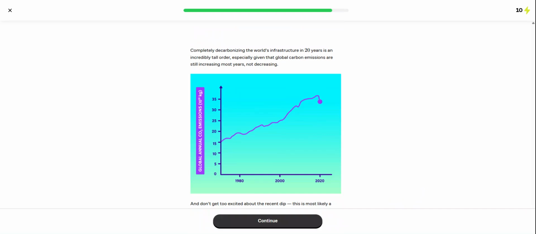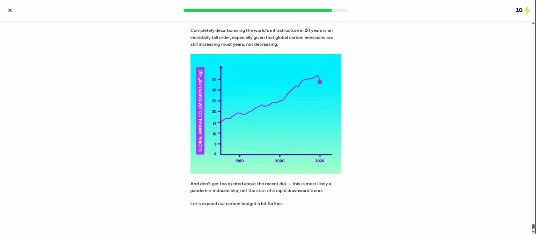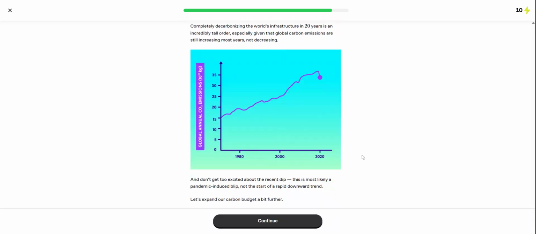Completely decarbonizing the world's infrastructure in 20 years is an incredibly tall order, especially given that global carbon emissions are still increasing most years, not decreasing. So this value is increasing, but might decrease at some point if the target is successful. And don't get too excited about the recent dip. This is more likely a pandemic-induced blip, not the start of a rapid downward trend.